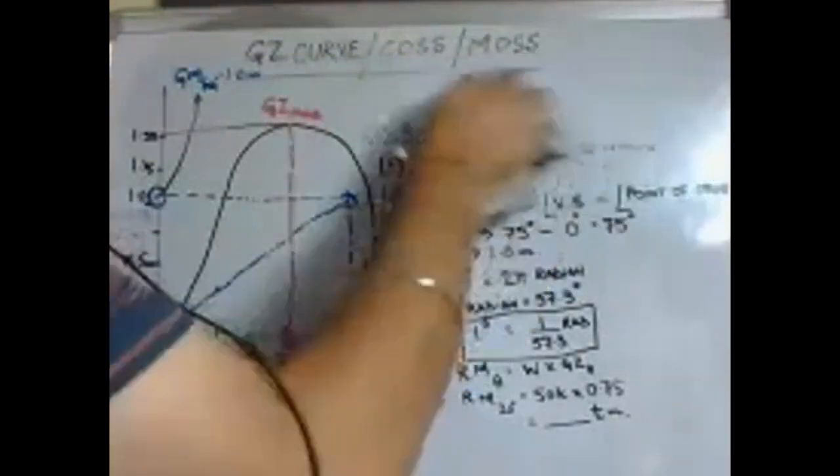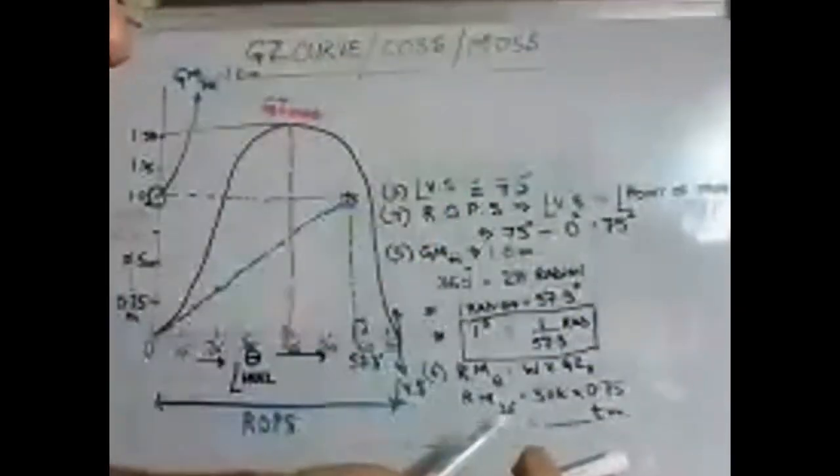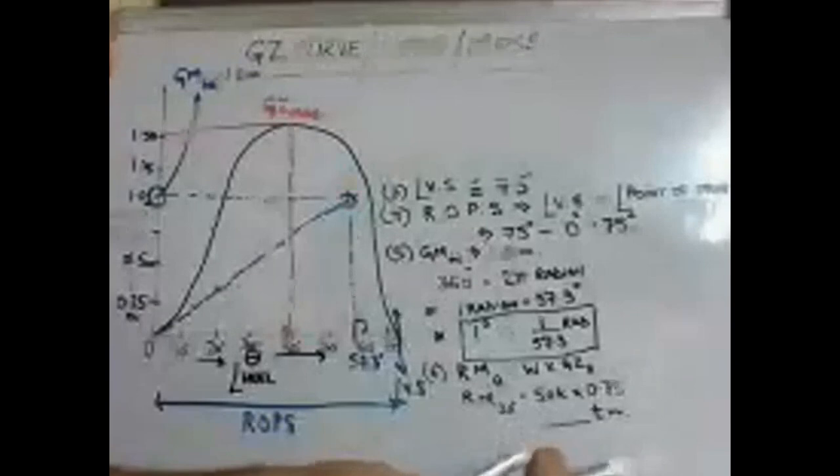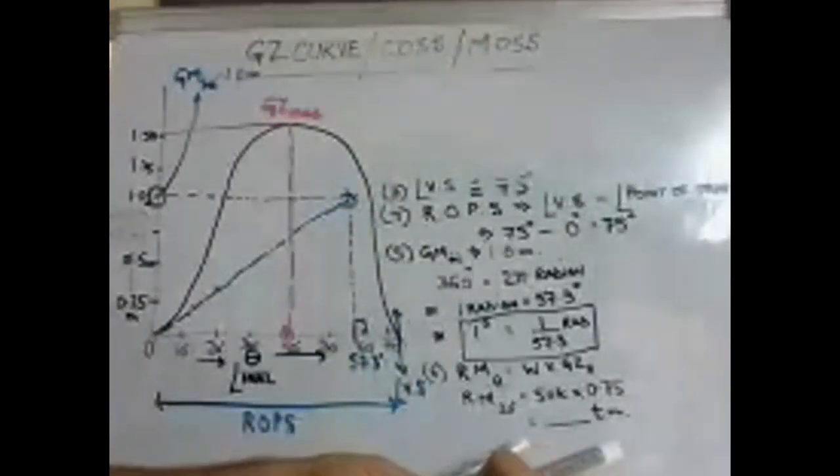Point number 7. Sir, in this righting moment, why did we take 20 degrees? Just as an example. It can be 10, it can be 20. I just took an example of 20 degrees to explain a point, how to calculate the righting moment.